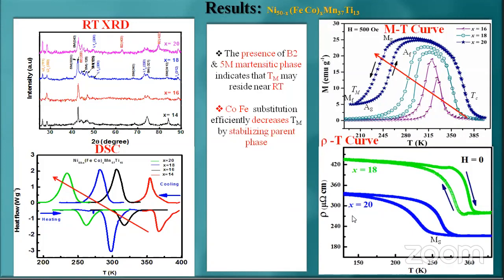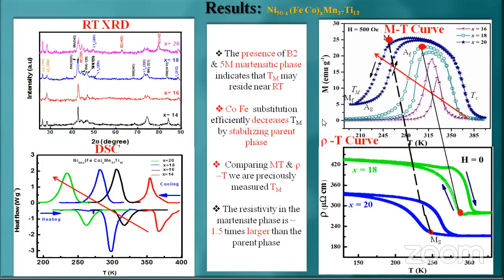Now, if I compare with the M-T data, the magnetization increases with iron and cobalt. The reason is that iron and cobalt act as a ferromagnetic activator. It turns the manganese antiparallel moment into the field direction. So that's why the TC gradually shifted to the higher temperature, that indicates the strengthening of the ferromagnetic exchange interaction. So comparing the M-T and rho-T curves, we have precisely measured the transition temperature.